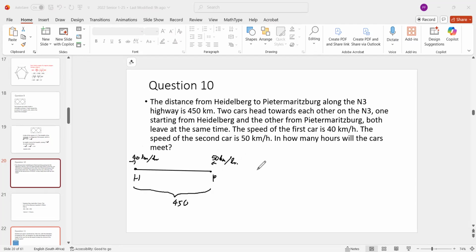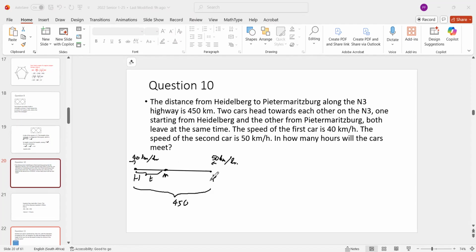In how many hours will the cars meet? All right, they meet somewhere. They probably will meet closer here because this guy is traveling faster. But this is the meeting point. Let's call it M. Now, the important thing is that they meet at the same time. They left at the same time, and they meet at the same time. So both travel the same number of hours. Let's call it T. That's what they're asking for.